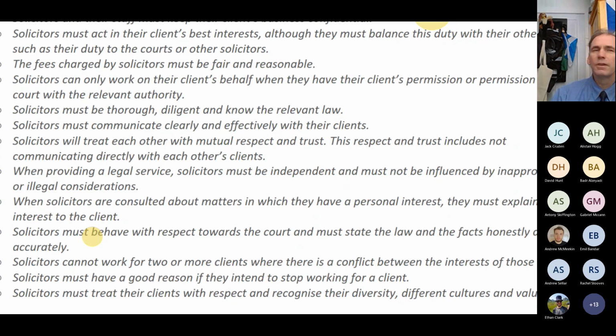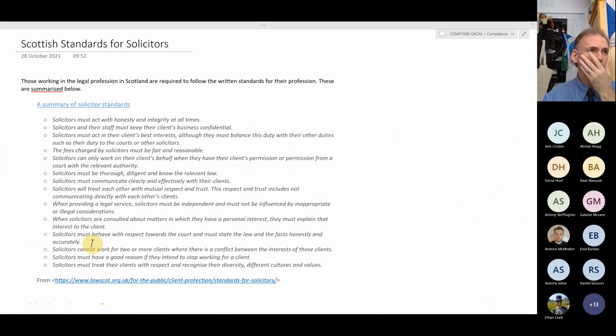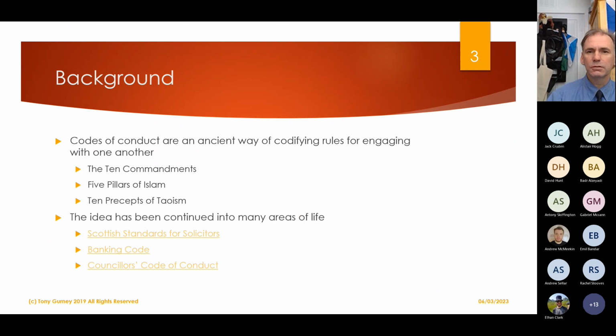Not sure what you mean, James. Facebook and Twitter? So what's that in relation to? Communicate clearly and effectively, possibly. So we have this idea that we have a code of conduct. Oh, not keeping things private, yeah.